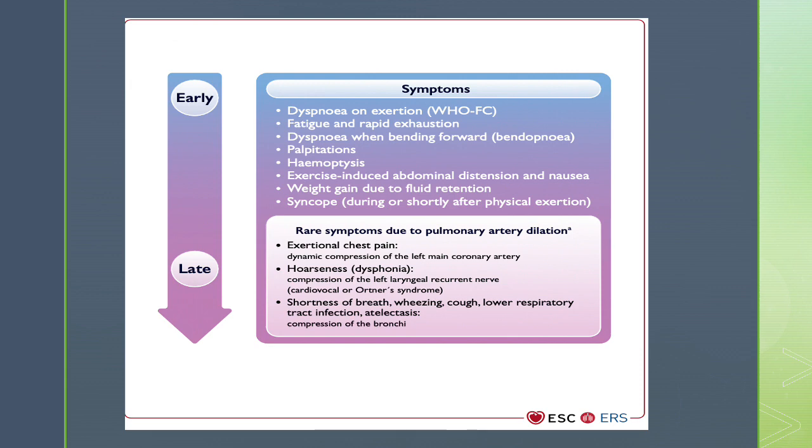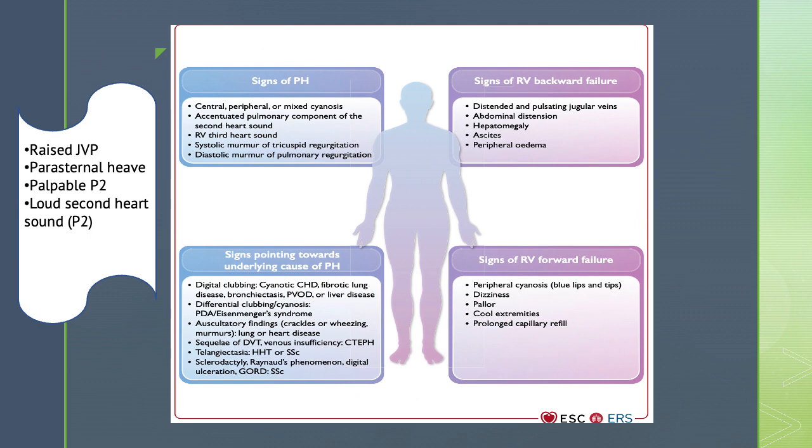Exercise induced abdominal distension and nausea. So in exercise induced PH, fluid retention, heart failure causing weight gain or syncope. And rarely some may complain of chest pain, some may complain of dysphonia because of Ortner syndrome, and they may also have other lung related complications.